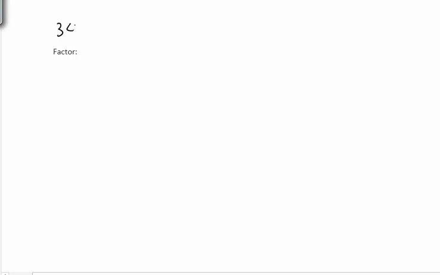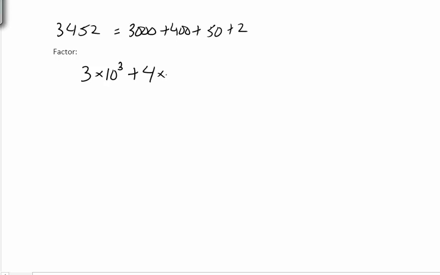Okay, so going back to that number we just looked at, 3452, which we said is 3000 plus 400 plus 50 plus 2. We also mentioned that our number system is based on base 10. So I can reevaluate each of those numbers in base 10. The 3000, for example, would be 3 times 10 to the third power. The 400 would be 4 times 10 squared. The 50 would be 5 times 10 to the first. And then 2 would be 2 times 10 to the 0th power.